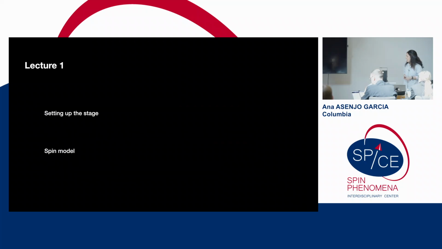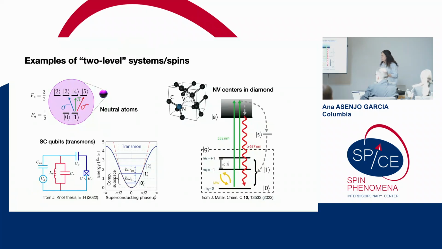Okay, so before my time runs out, let me tell you what today's lecture is about. I'll discuss some basics of these kinds of atomic systems, and then I'll talk about the theoretical description of their interactions behind the spin model. When I talk about atoms, you have to think broadly. Atoms for me are atoms, they can be molecules, they can be superconducting qubits, they can be defect centers, etc.